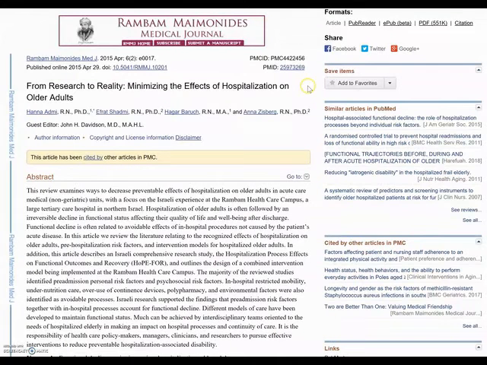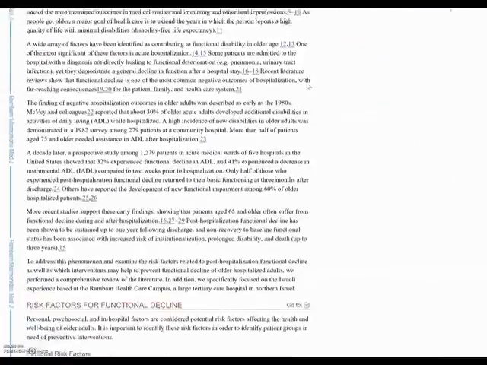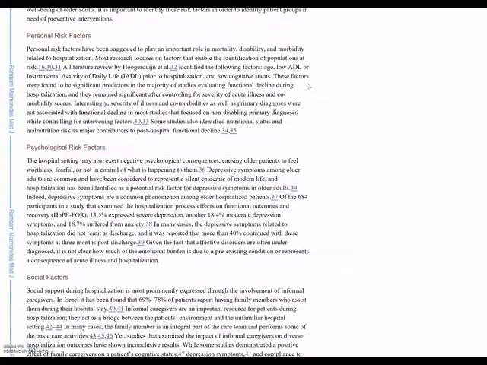A study dealing with the effects of hospitalization on older adults makes some interesting correlations between the duration of a hospital stay and a patient's health. Under psychological risk factors, they mentioned that the hospital setting may exert negative psychological consequences, causing older patients to feel worthless, fearful, or not in control of what is happening to them.